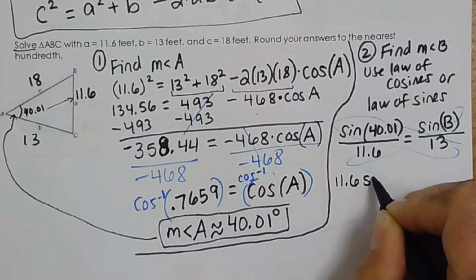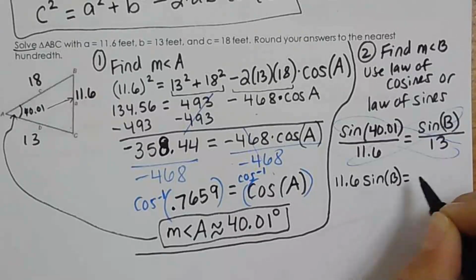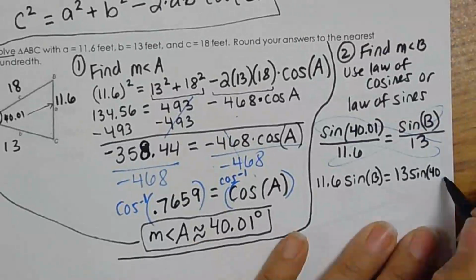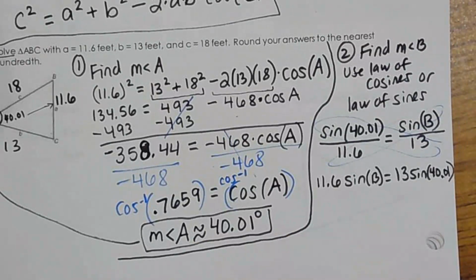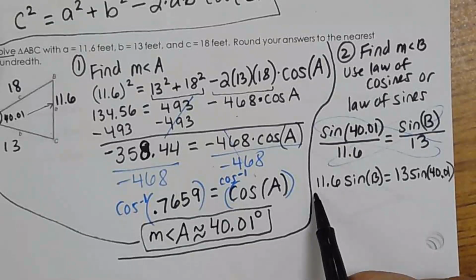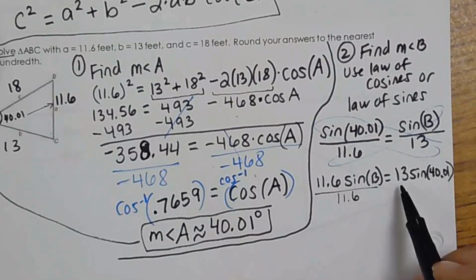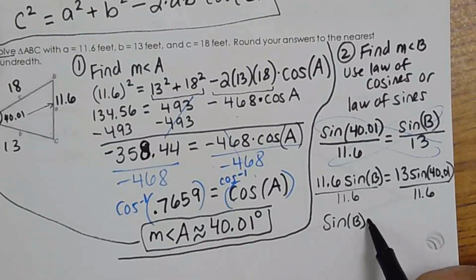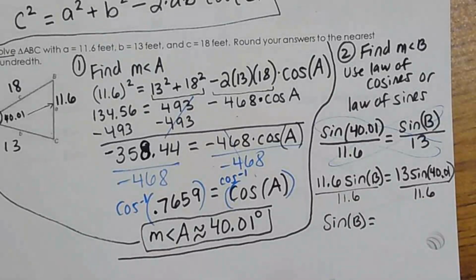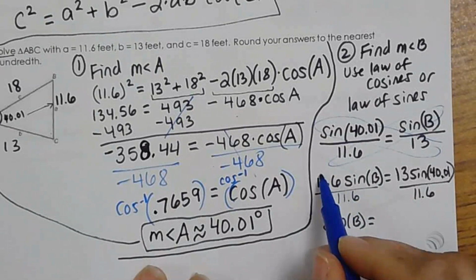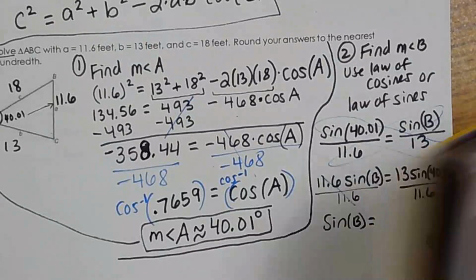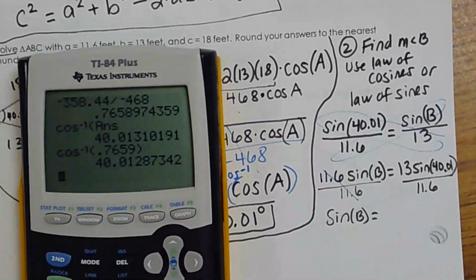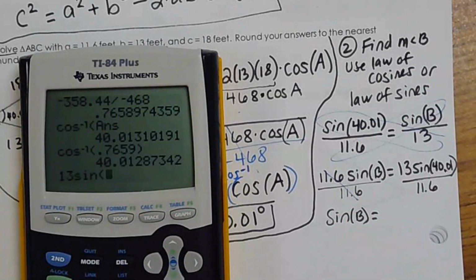11.6 sine of angle B is equal to 13 sine of 40.01. And then remember, you're trying to get sine B alone, so we'll divide both sides by 11.6. So you get sine of angle B equals, and again, here's where you're going to get a decimal answer, and you do want to pick a few numbers after the decimal here so that you're not rounding too early. So just type it in exactly like you see it, 13 sine 40.01.